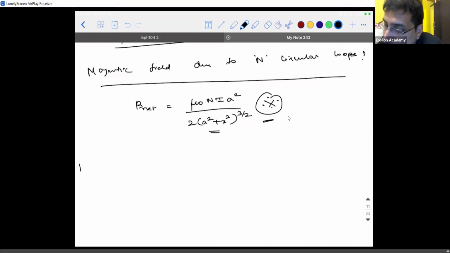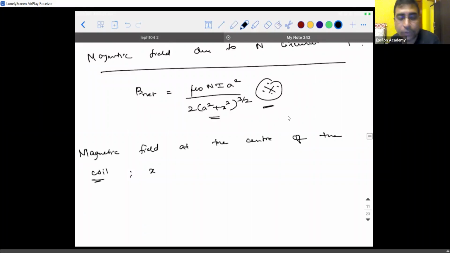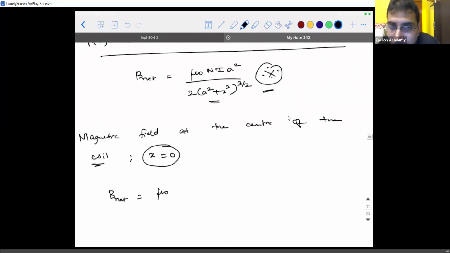Using the same logic, what is going to be the magnetic field at the center of the coil? So when I say center of the coil, can I say X is equal to 0? Because if this is the loop, if I have to reach the center from point P, then I need to make the distance to be 0. Distance from the center to point P as 0. That is X is 0. If I put X as 0, what will you get the value of B net as? It will be mu naught N I A square divided by 2a cube.